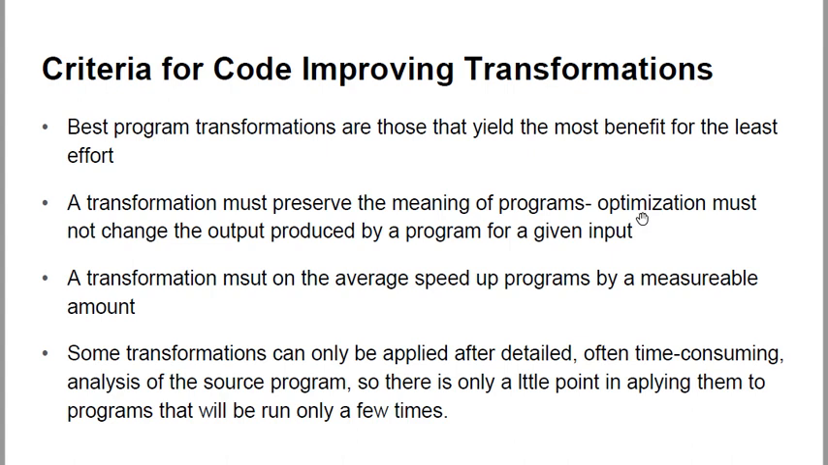Some transformations can be applied only after detailed, often time-consuming analysis of the source program, so there is little point in applying them to programs that will be run only a few times. So there are certain basic criteria on which kinds of transformations we can apply to a particular code. We must apply transformations such that the meaning of the program always remains correct, and there can be some average speedup. The optimizations must be done based on these kinds of transformations.